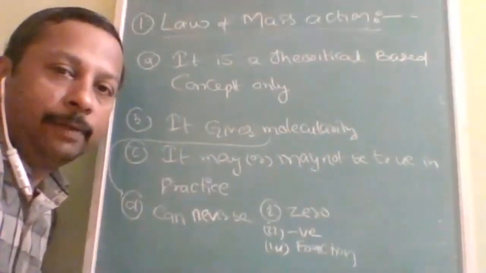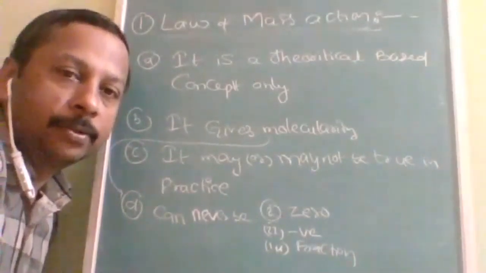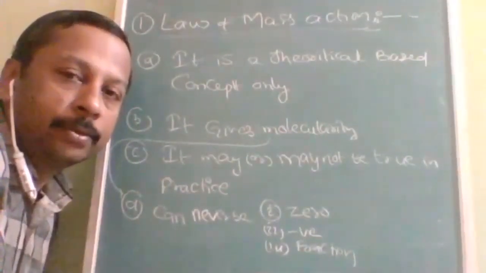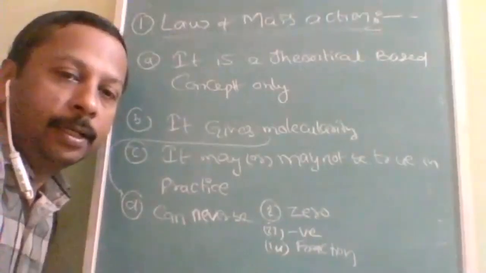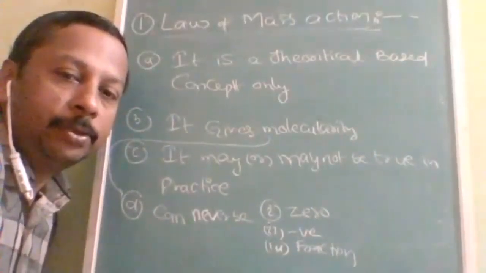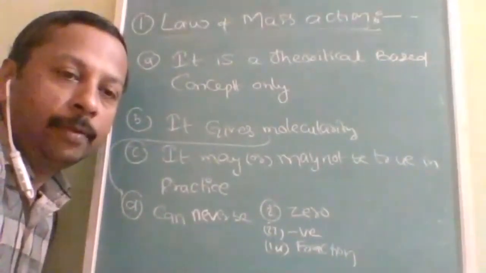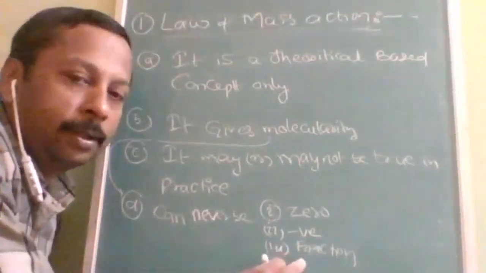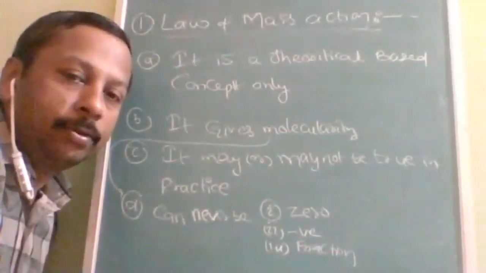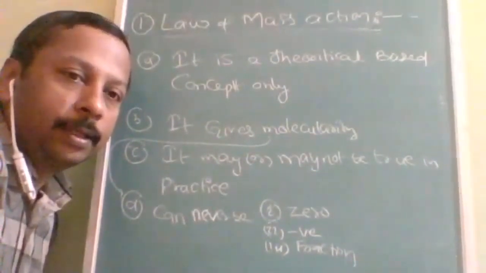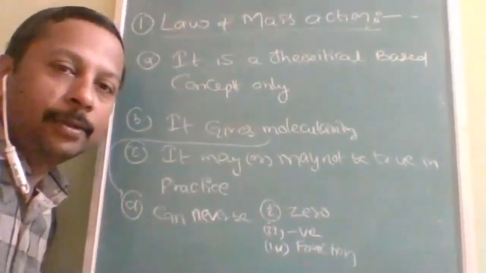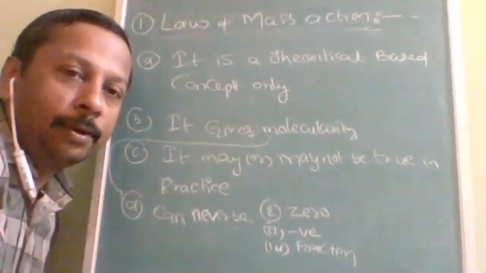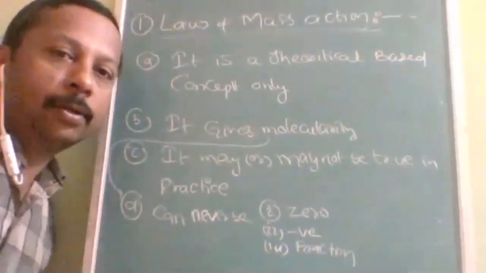So these are the salient features of law of mass action. Is it understood? It is a theoretical based concept only. It gives molecularity. It may or may not be true in practice, and molecularity can never be 0, can never be negative, can never be a fraction. There are some contradictions on this. Somebody says we can balance like that, so don't worry. But as per the NCERT, the board pattern and the NTA pattern, it cannot be a fraction. Is it understood? Shall we go for the next concept? What is the next concept? Good, you still remember: rate law. What is the next concept we are going to start? Rate law.